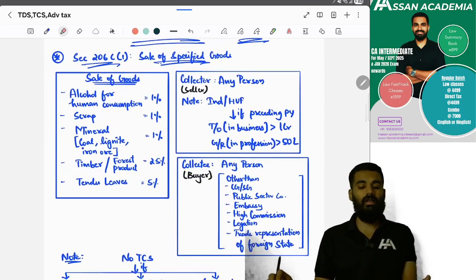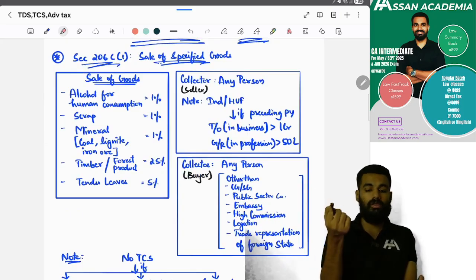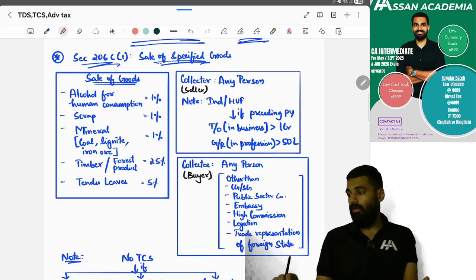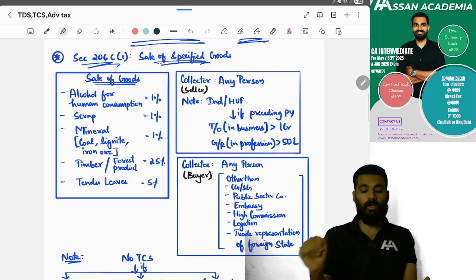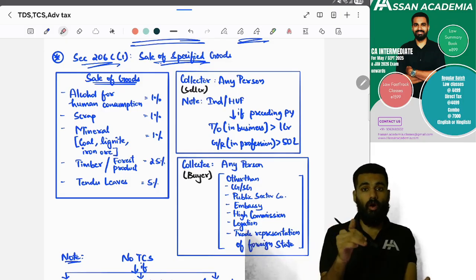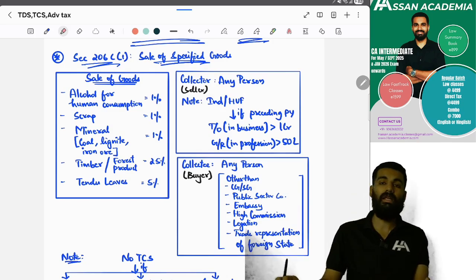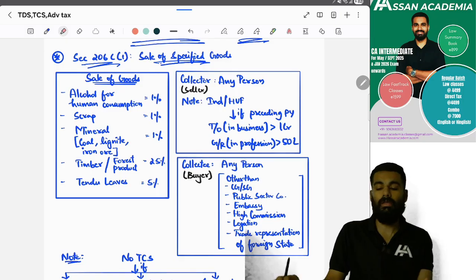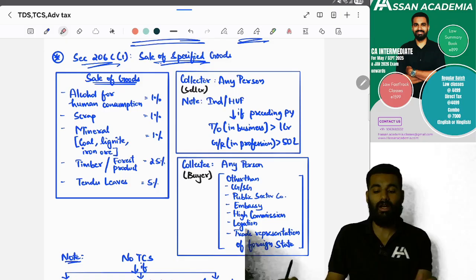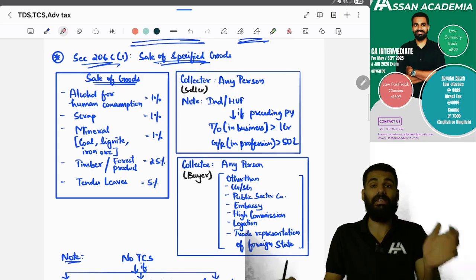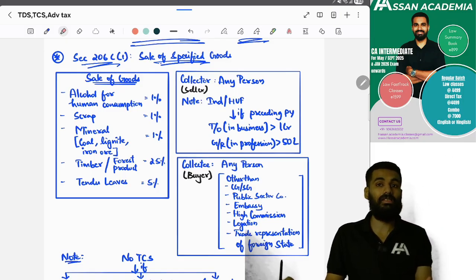Section 206C, 1. Sale of goods such as alcohol for human consumption, scrap, minerals, coal, lignite, iron ore, timber or forest products, or tendu leaves. For all this, the collector can be any person, but in case the collector is an individual or HUF, in the preceding previous year turnover in business should be more than 1 crore, or gross receipts in profession more than 50 lakh rupees.